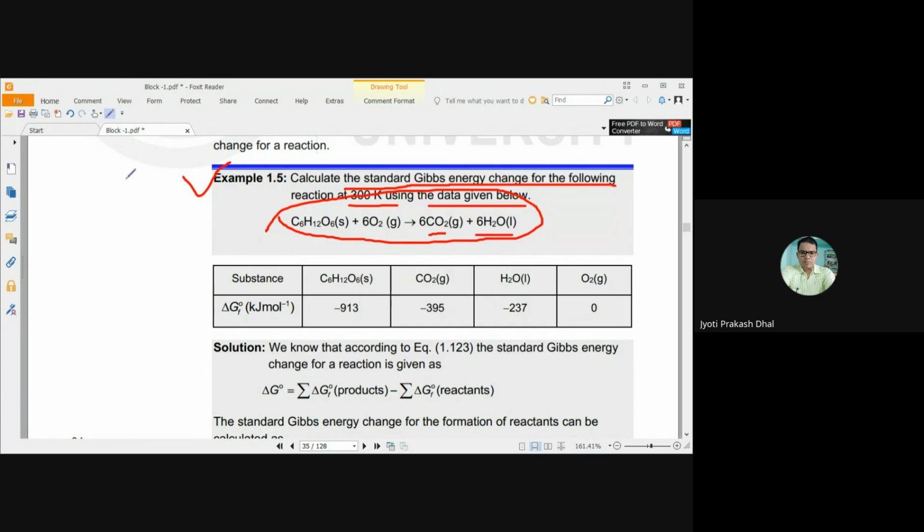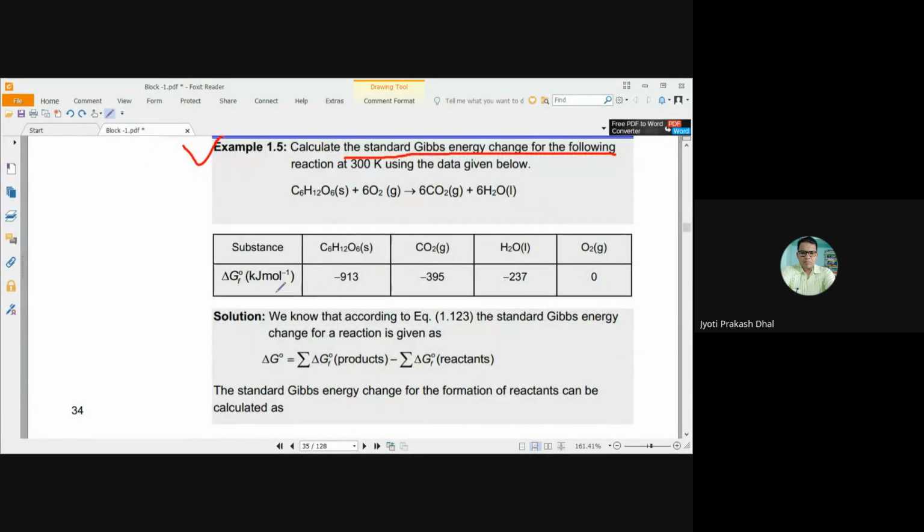For this chemical equation, you have to calculate the standard free energy change, and here the del G F naught of glucose is given, del G F naught of carbon dioxide is given, and del G F naught of water vapor, or water liquid, is given here. And for any element, that is not a compound, that is one element. Elements means that will form by a single atom.